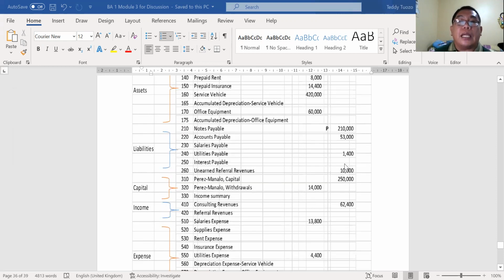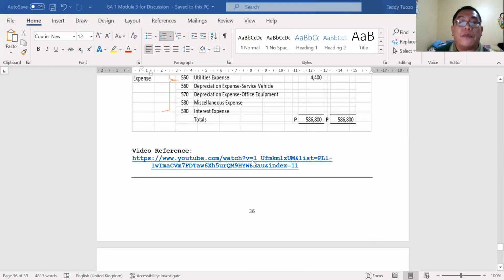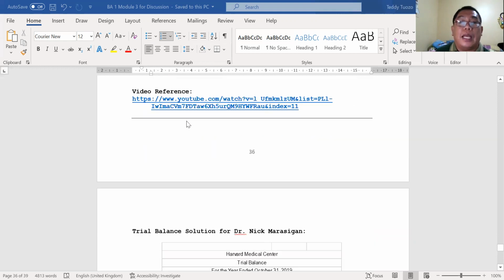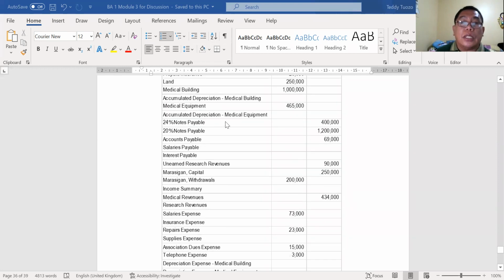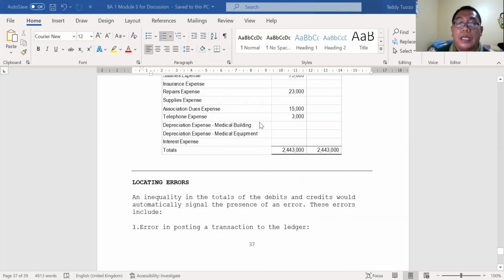In the trial balance are those accounts without balances. Dapat isuyat. Pwede siya dili na isuyat. No? But for purposes ra lamang of arranging, no, that all accounts here actually is used later on, you would learn that it will really be filled up later on. So I have a video reference how to prepare the trial balance. So this is the solution of the trial balance to the Nick Marasigan example, another example that I gave you.